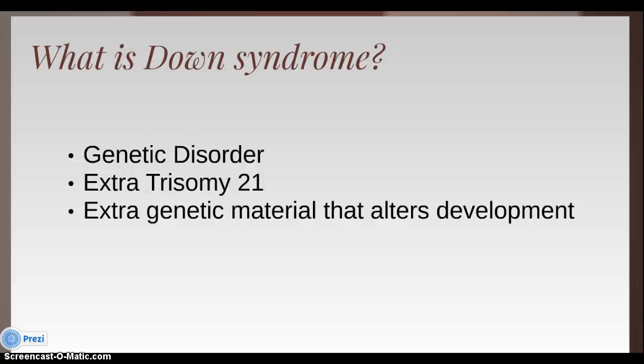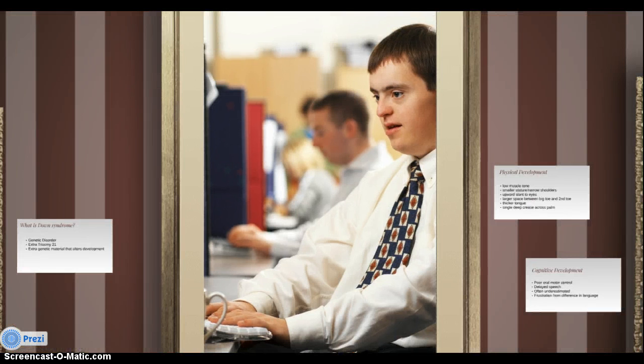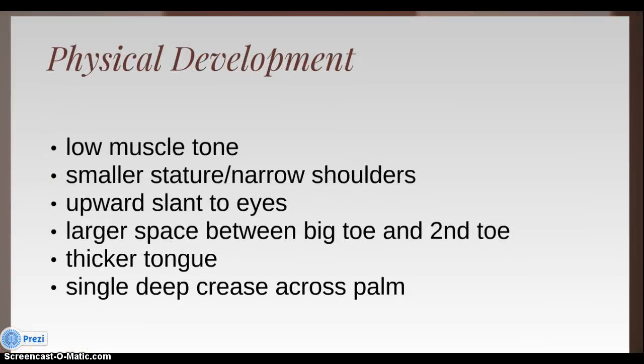Individuals with Down syndrome have extra genetic material that alters their development and gives babies the physical appearance associated with the disorder. Individuals with Down syndrome typically have low muscle tone, smaller stature with narrow shoulders, an upward slant to their eyes, a large space between their big toe and their second toe, thicker tongues, and a single deep crease across the palm of their hands. Doctors can often detect several of these features as soon as the child is born.